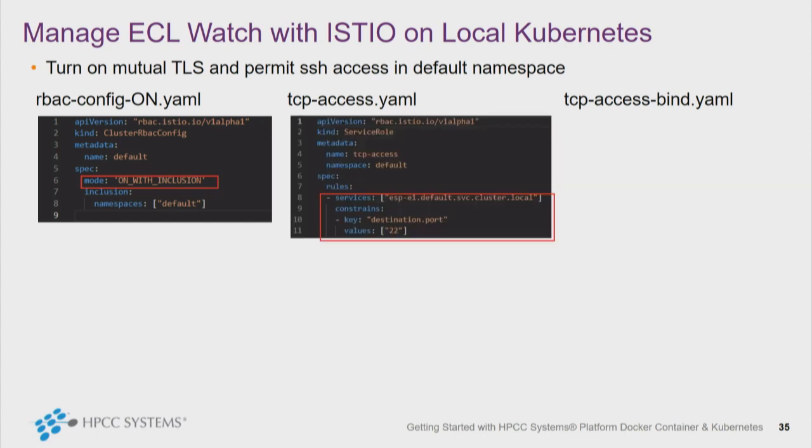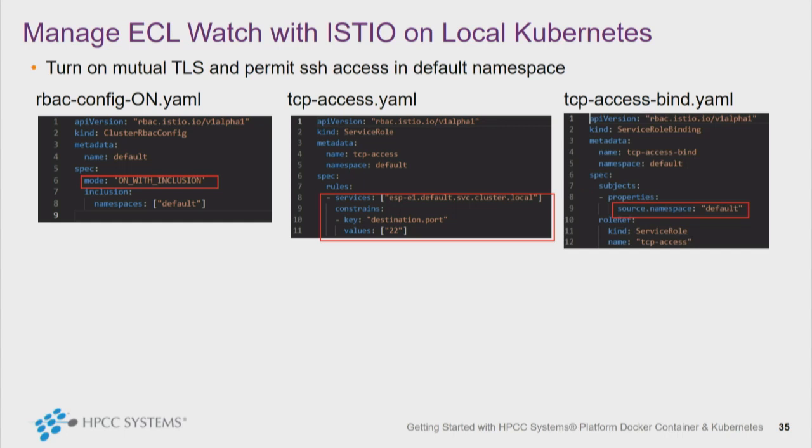And the second file is where we allow the HPCC port 22, that is SSH, to open for the ESP port, because we use Ansible to control the cluster. That's why we need this support. The third one is who can access this port on the ESP node. We say it's for the namespace default. That's everybody deployed in this namespace can access this port.